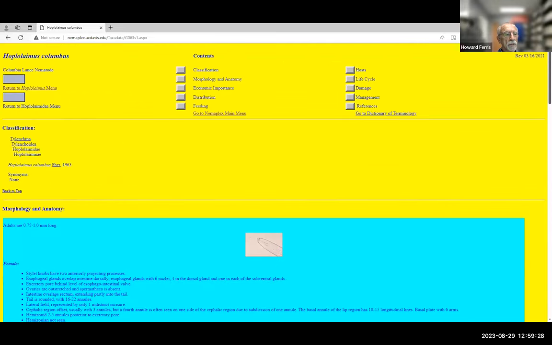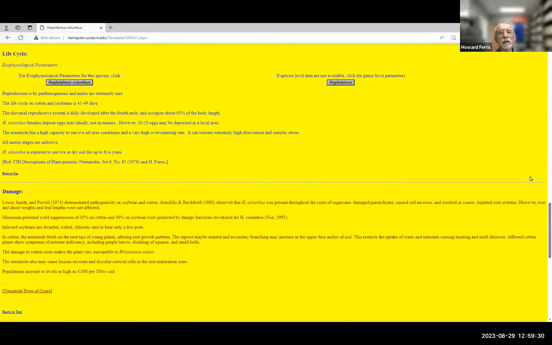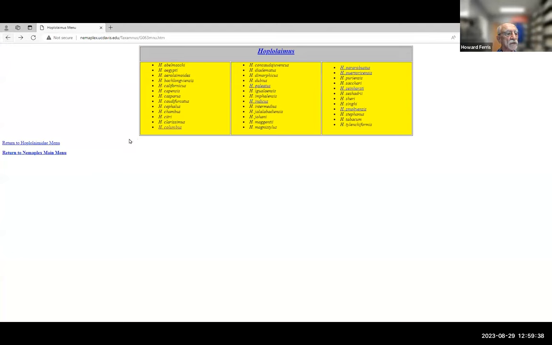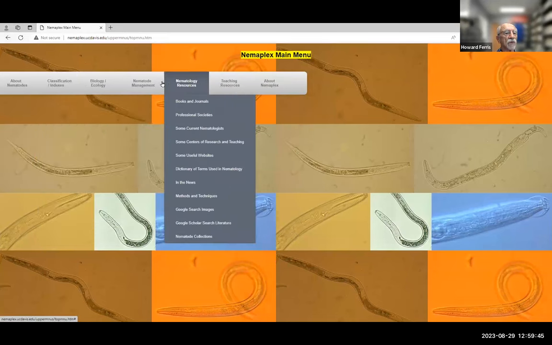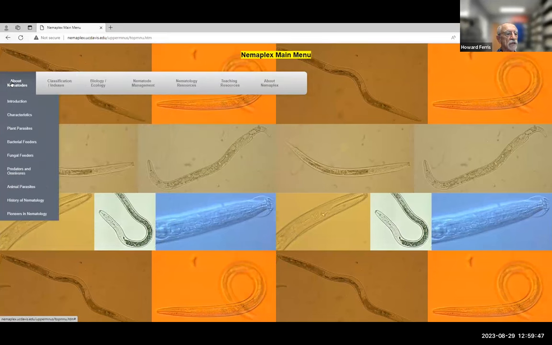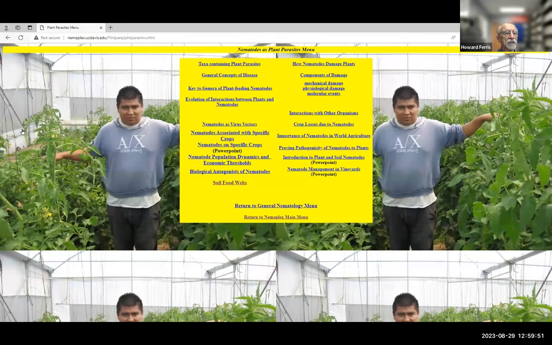So, okay, I think that's all I need to show you about Nemaplex. Just that it exists, and it's the kind of thing that, if it's of any interest to you, you might want to explore yourself, with all the various attributes of it. We could, for example, go to plant parasites here.